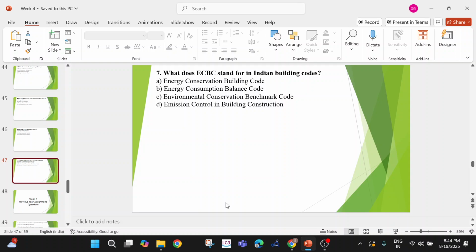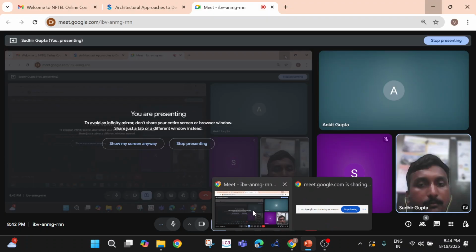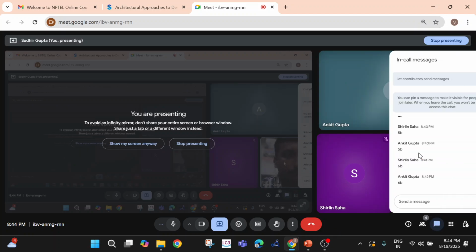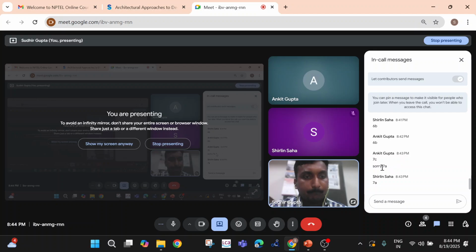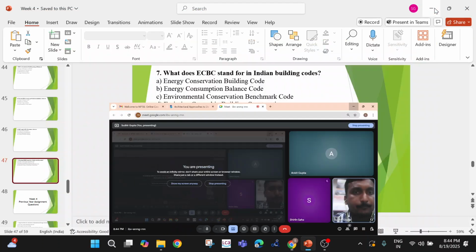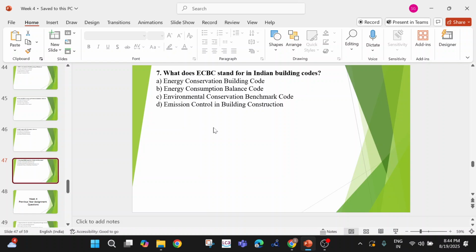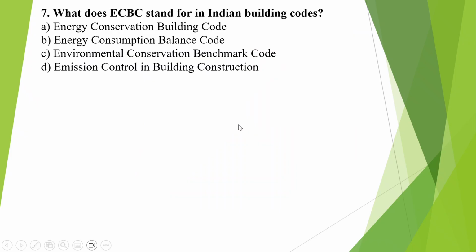So we see 7A, 7A. So emission control in building construction, environment conservation benchmark code, energy consumption balance code. These all get eliminated, and energy conservation building code is the correct answer. And all of you have opted for it correctly, so it's good to see it has been answered correctly.